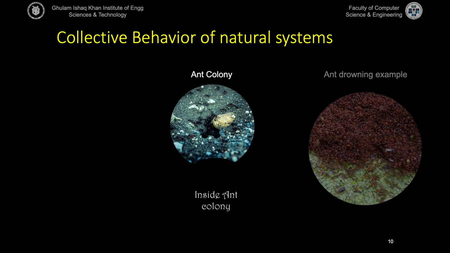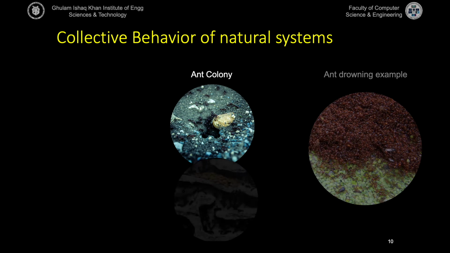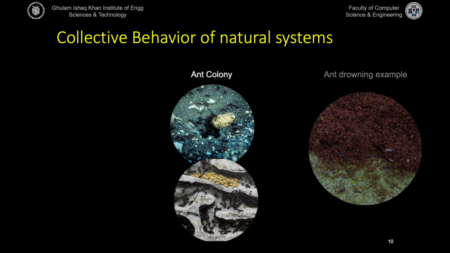So the first natural system that we're going to discuss for this lecture series is the ant colony system. Ants are really simple organisms with very limited functions that they can perform, but these unsophisticated animals are really complex in terms of the goals that they accomplish and the work that they do.